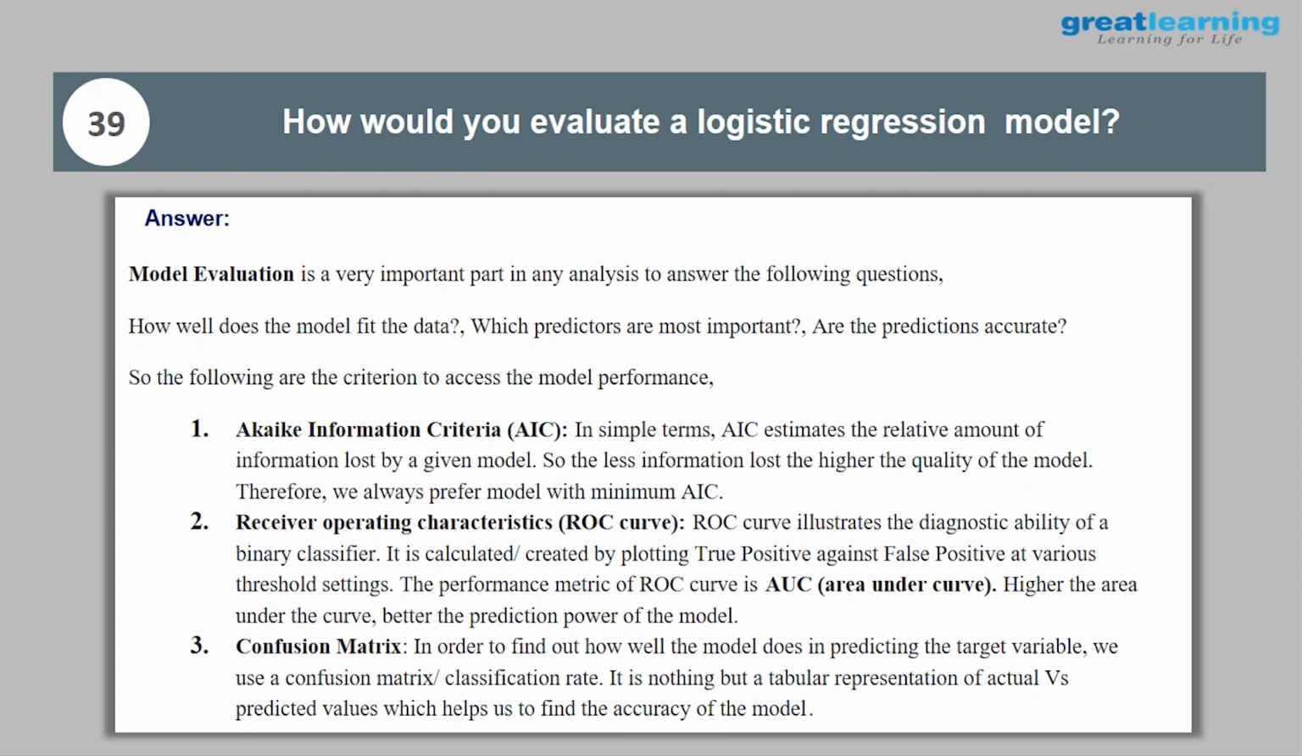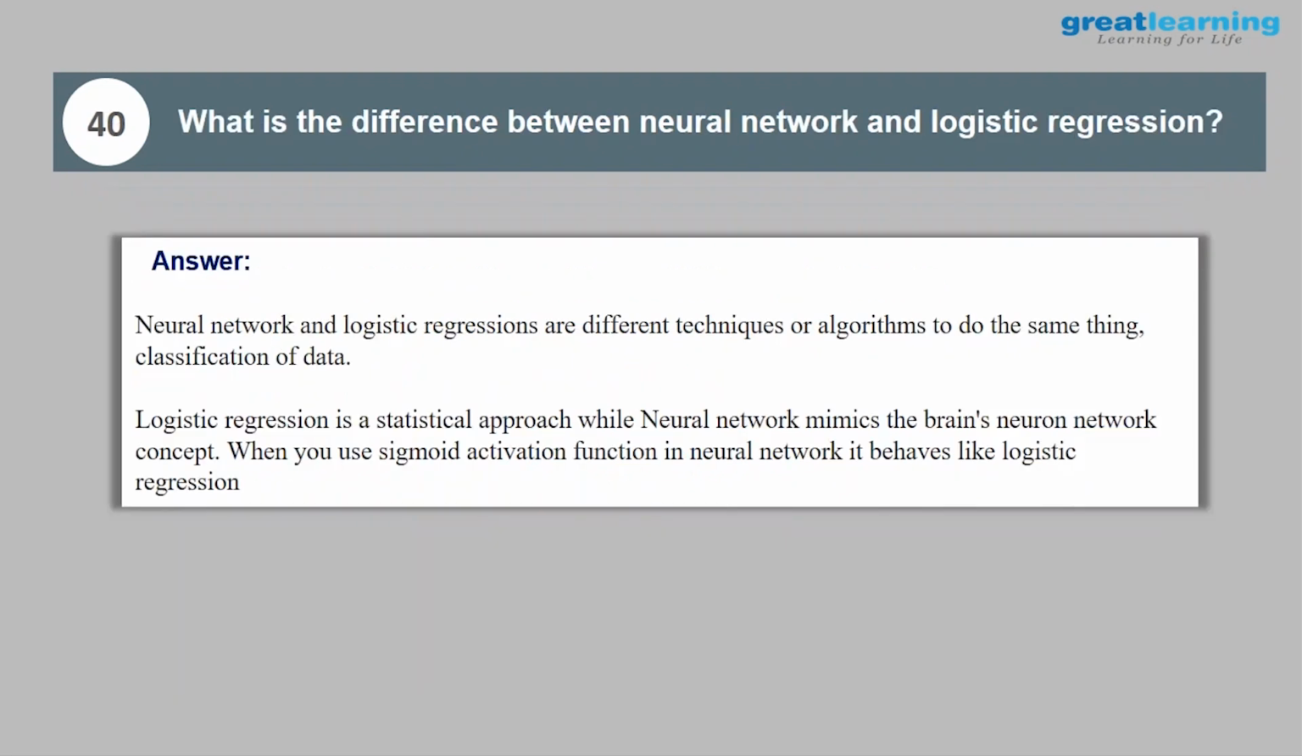Now comes the confusion matrix. In order to find out how well the model does in predicting the target variable, we use a confusion matrix or classification rate. It is nothing but a tabular representation of actual versus predicted values, which helps us to find the accuracy of the model.